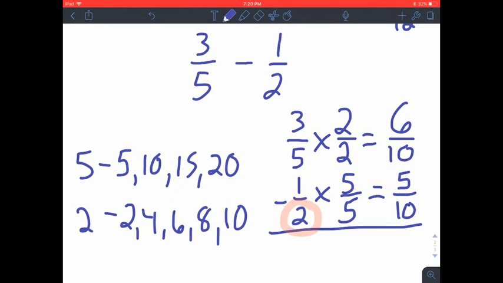Now again, remember, this is subtraction, so when I focus on my numerators here of 6 and 5, I go ahead and subtract them. So 6 minus 5 is 1. And again, the denominator stays the same.